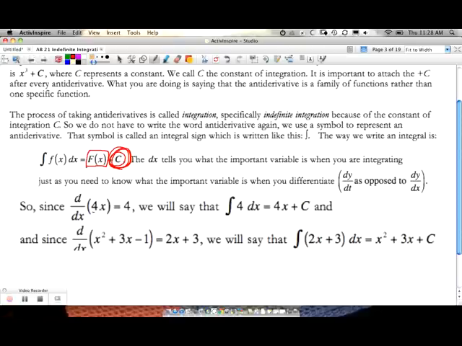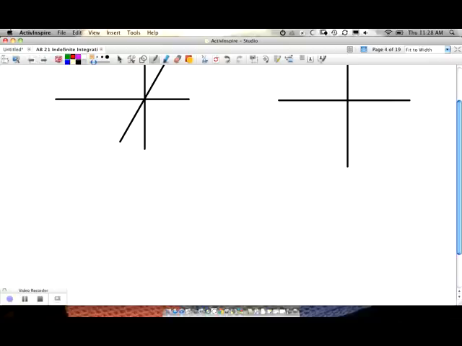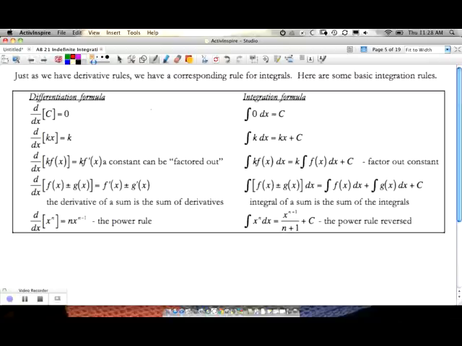So if the derivative of 4x is 4, then the antiderivative of 4 is 4x plus some constant, because there could be a constant there that we don't know. Let's go ahead and get in some practice here, or some rules. You know, our differentiation formulas. If a constant goes to 0, then a 0 is going to go to a constant. That's kind of what we just talked about.